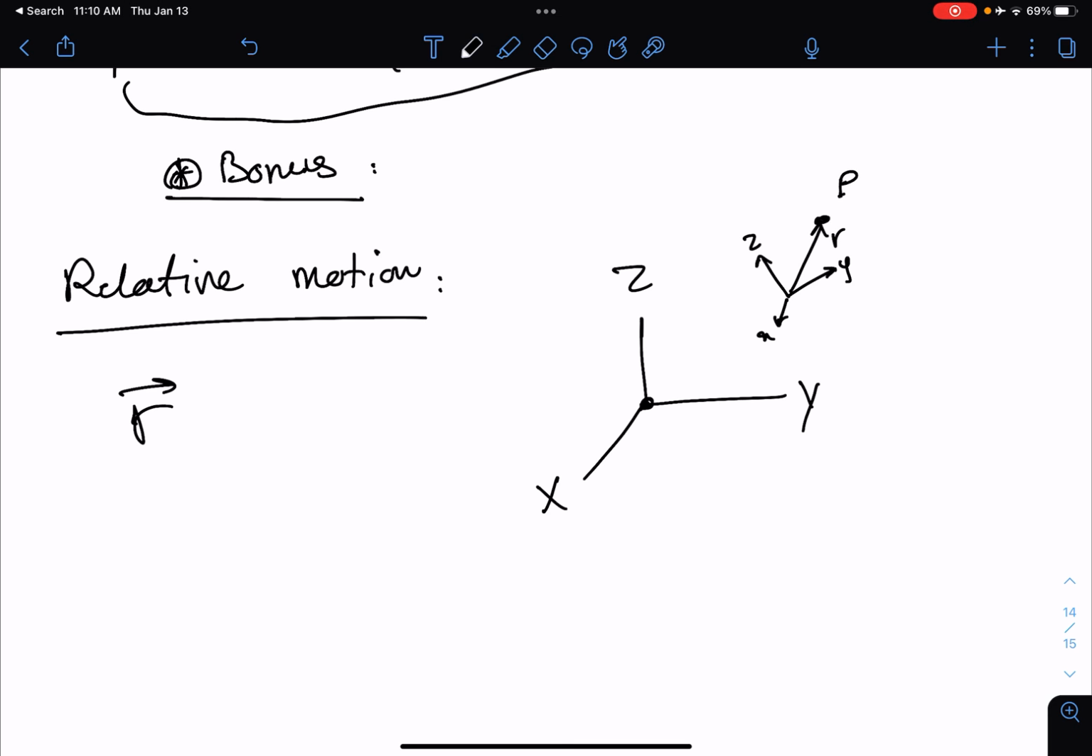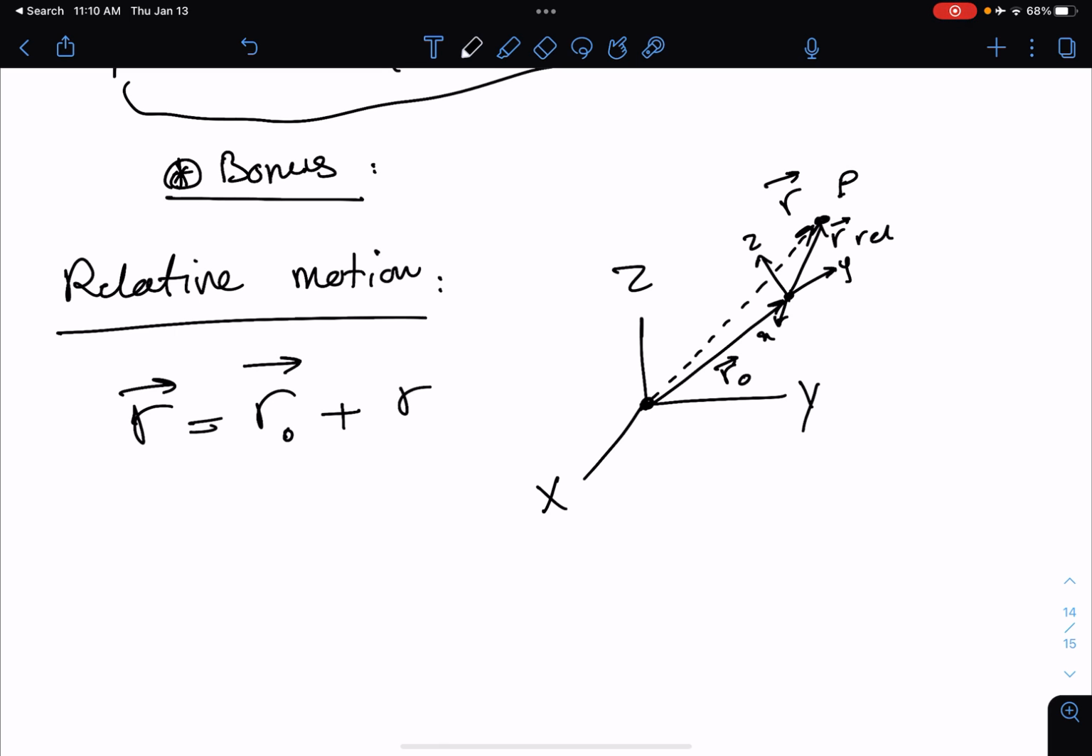And there's also a particle, since we are only dealing with point masses, that is moving. And we have a vector r relative that connects the origin of this moving frame to your particle. And we have an R naught that connects your inertial frame to the moving frame. And your vector R itself connects the center of the inertial frame to the particle. So based on this figure, I assume you can deduce that vector R is equal to vector R naught plus vector R relative.